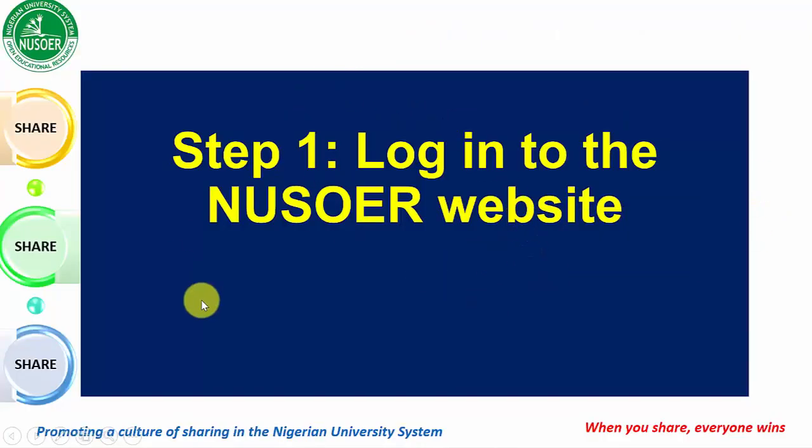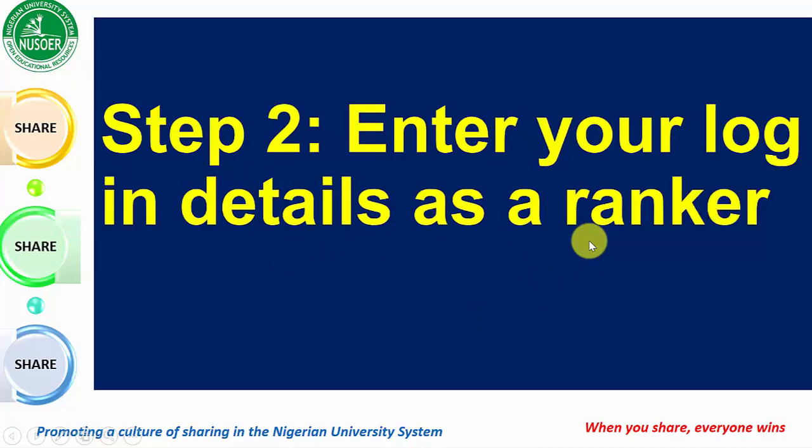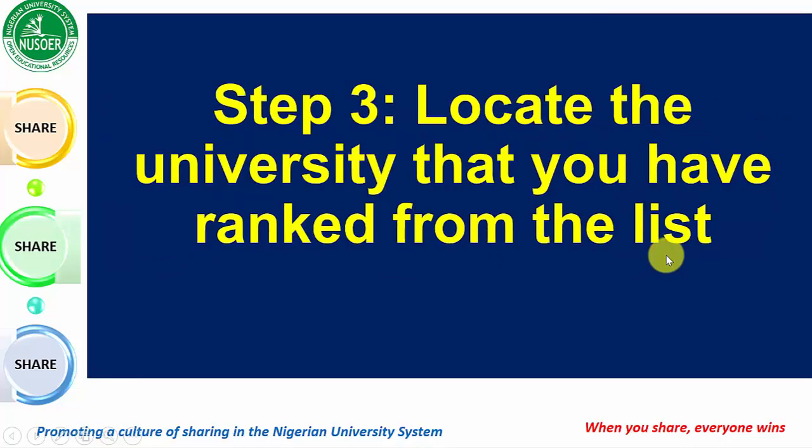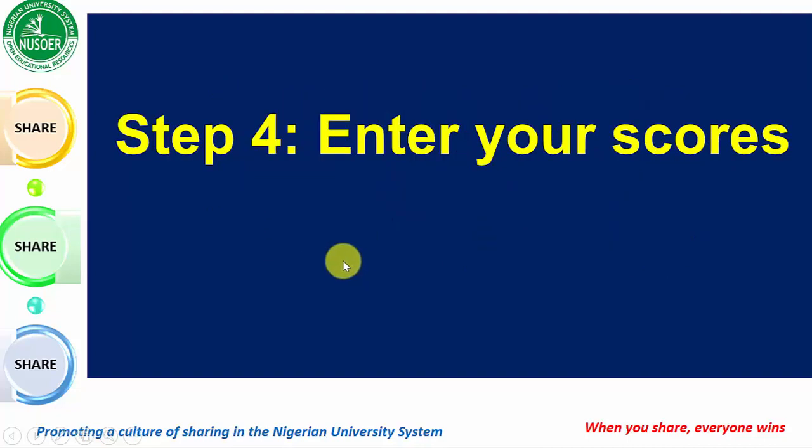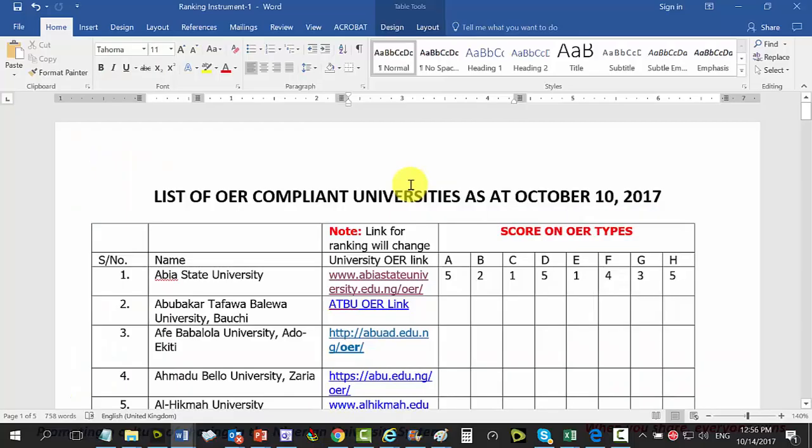So, perhaps I should take you back to the different steps. So step 1, which is log into the NUS OER website, we have done. Step 2 of 4, we have entered our login details as ranker. Step 3, we have located the university that you have ranked from the list. And then we are going to step 4 now, which is enter your scores.